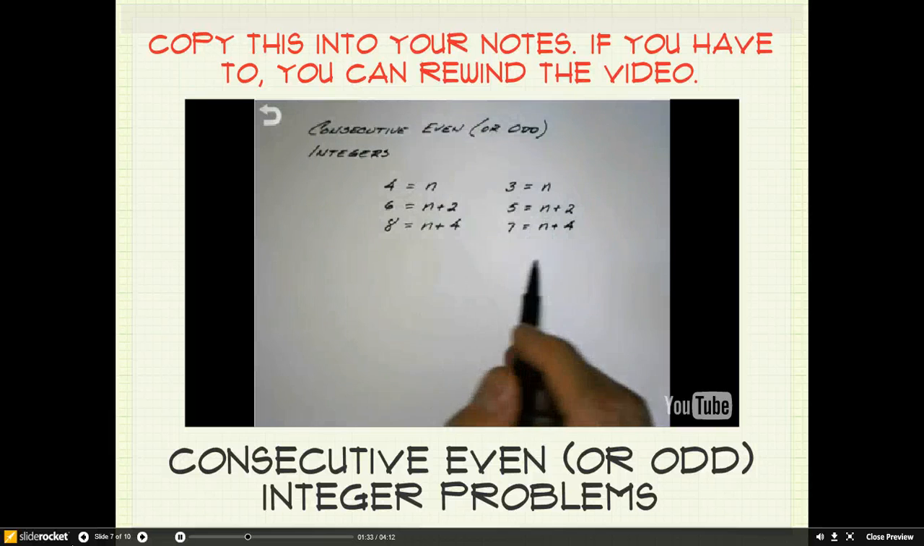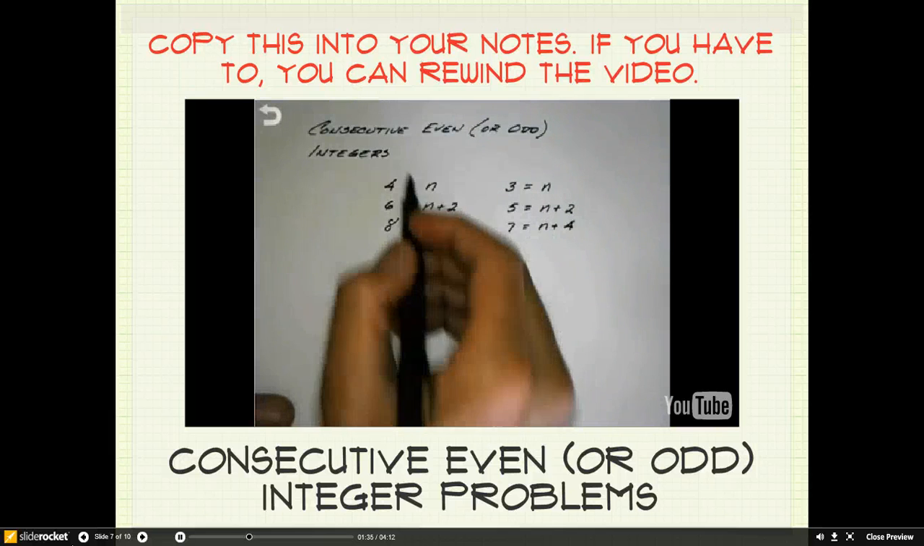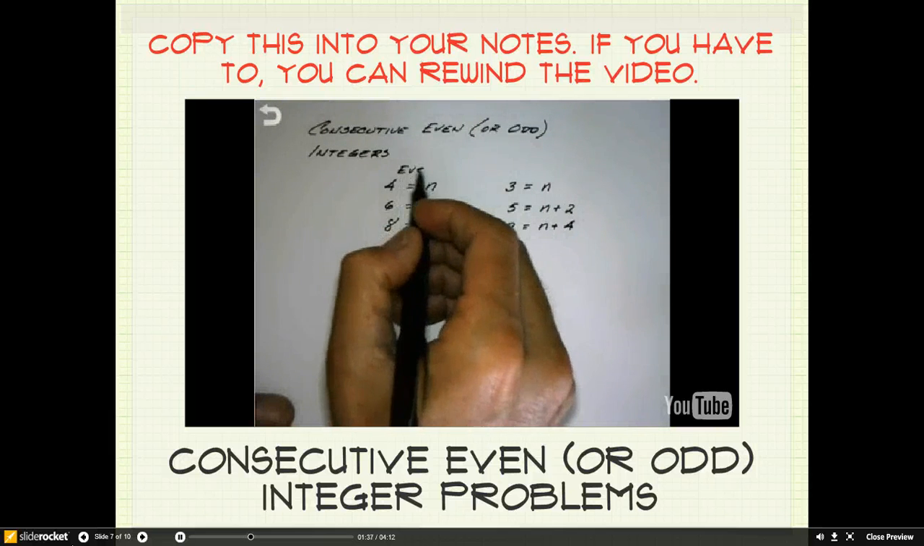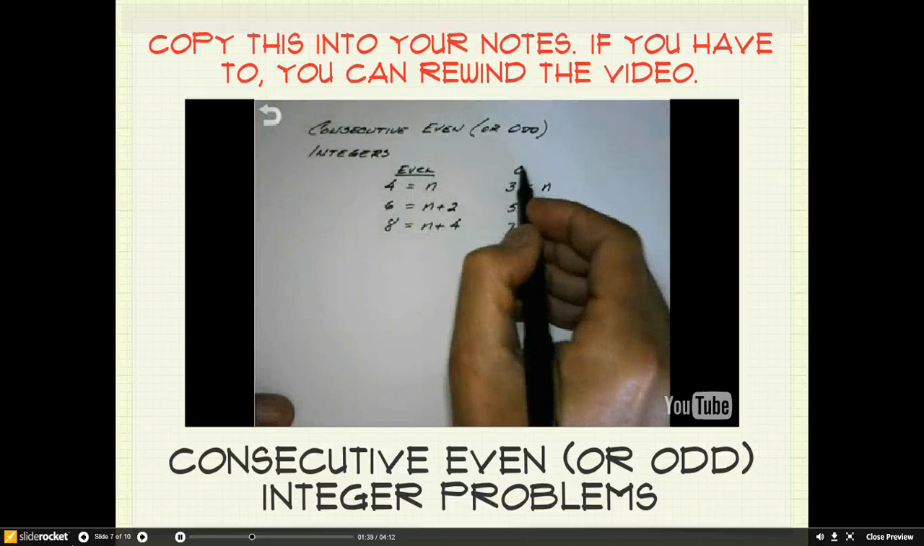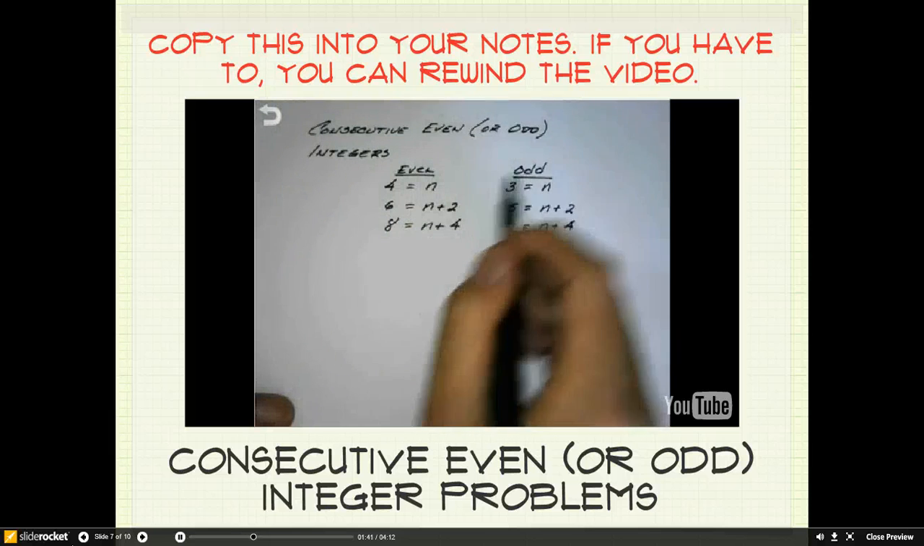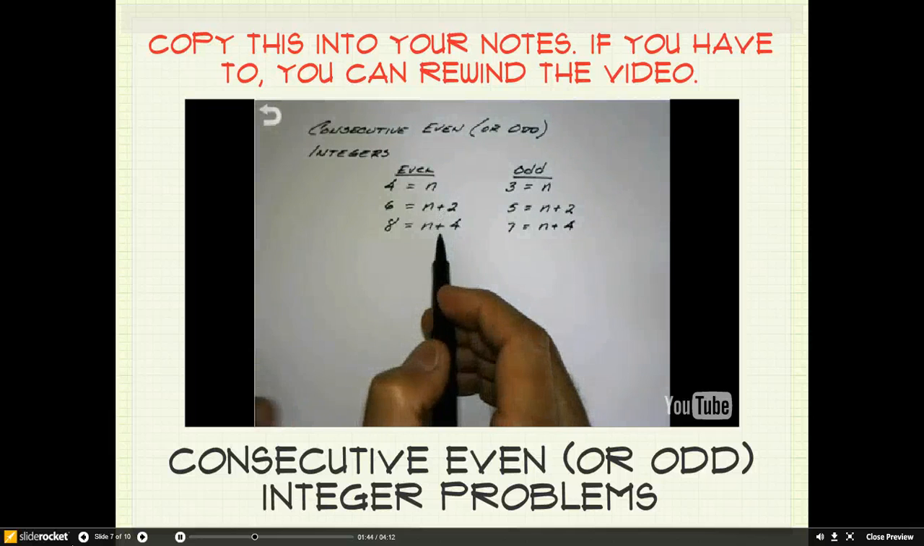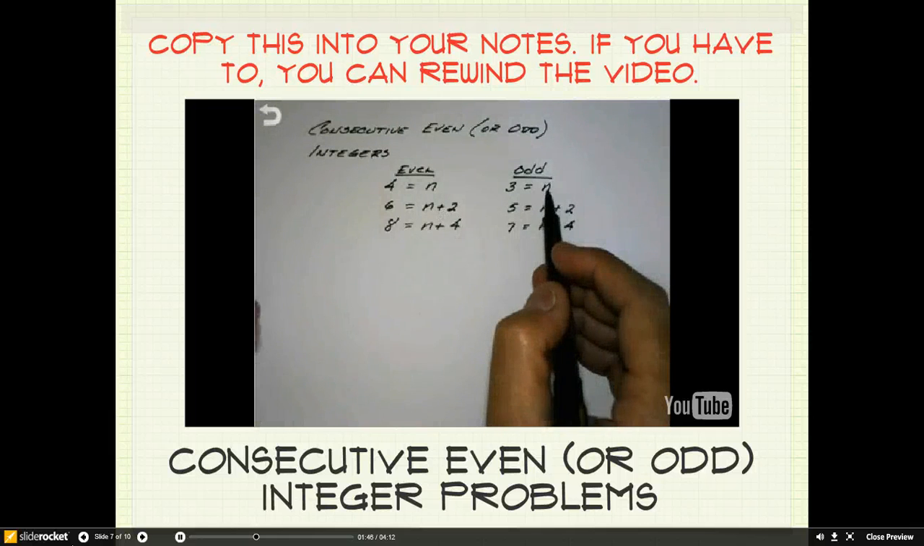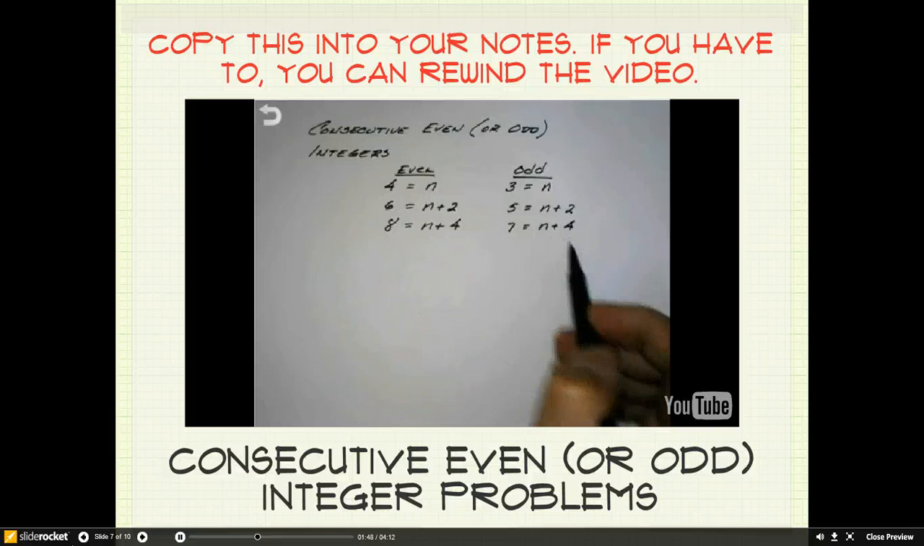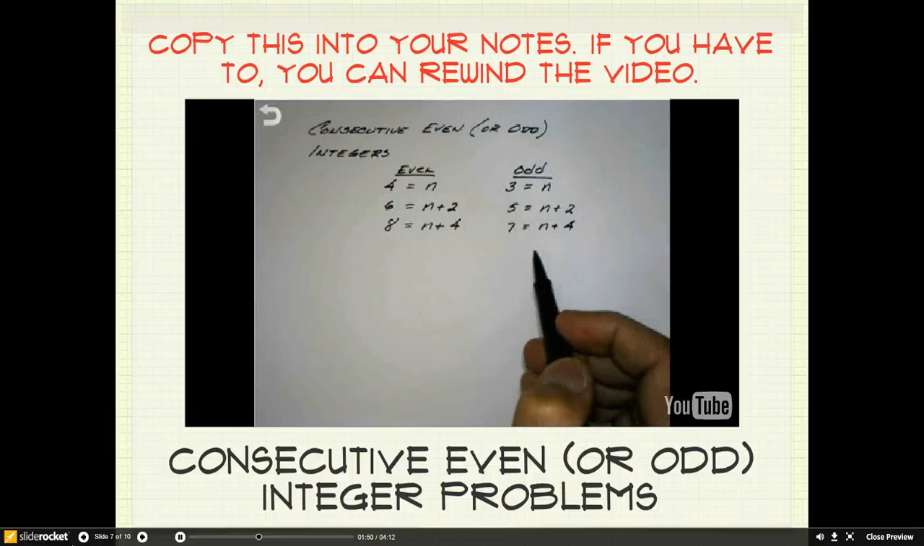But I want you to notice something, that whether it's even integers or it's odd integers, it's n, n plus 2, n plus 4, and so on. It's the same thing. So let's look at an example.